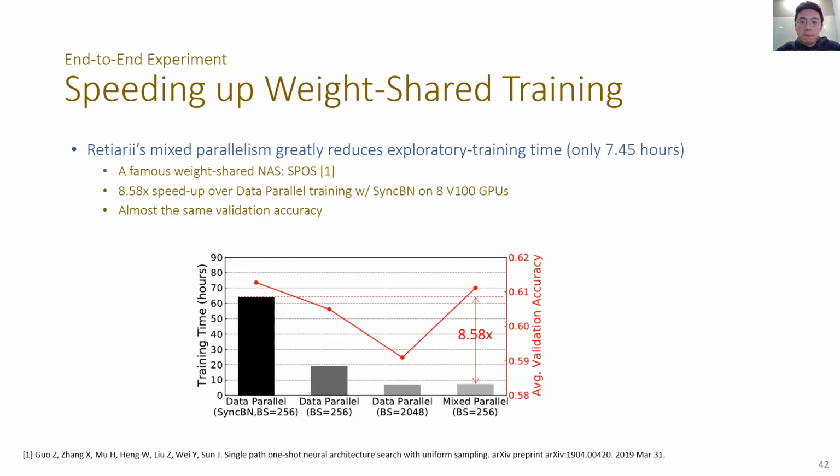We evaluate a famous weight shared NAS solution called SPOS. Retiarii can reduce the training time from 46 hours to 7.45 hours, which is an improvement of 8.58 times. Meanwhile, Retiarii can achieve almost the same validation accuracy as the SyncBN-enabled data parallel training.